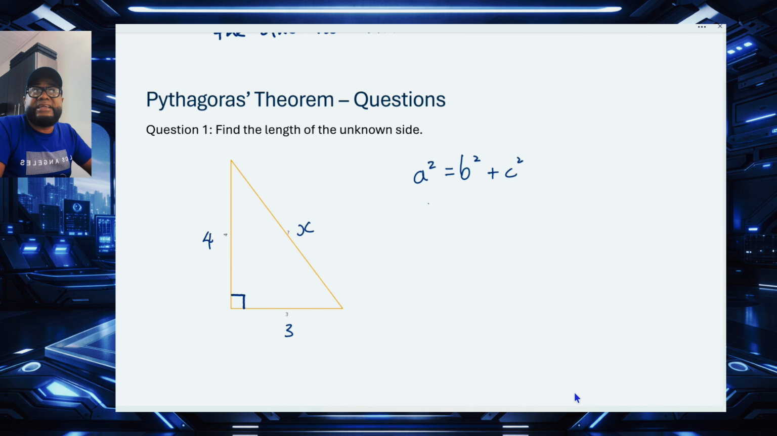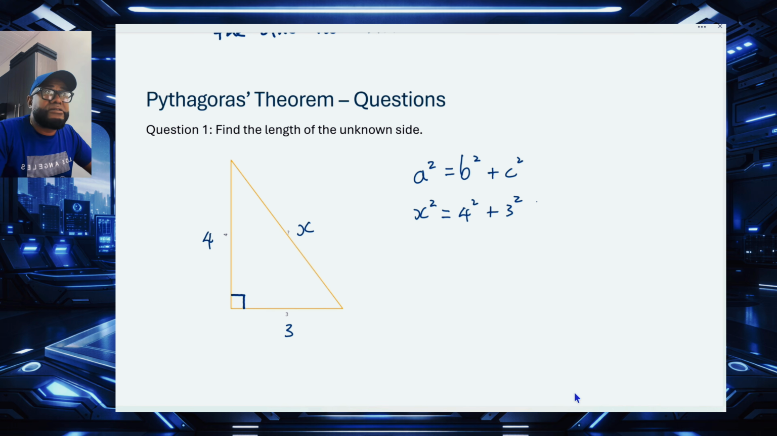So let's plug in stuff. What is A in this case? What is my hypotenuse? X. So X squared is equal to, now B and C could be anyone. Anyhow you write it, it doesn't matter. If I put 4 squared plus 3 squared, is it the same as 3 squared plus 4 squared? Yes. So it doesn't matter which one you put first. I'm just going to put the 4 first: 4 squared plus 3 squared.